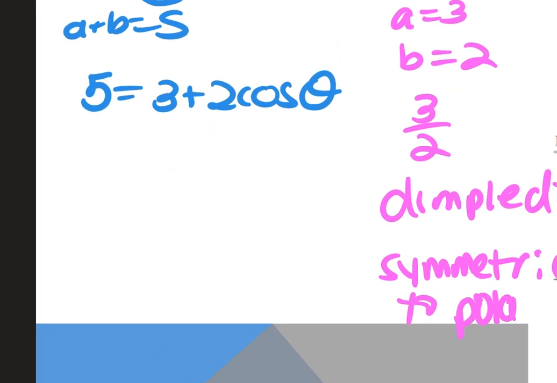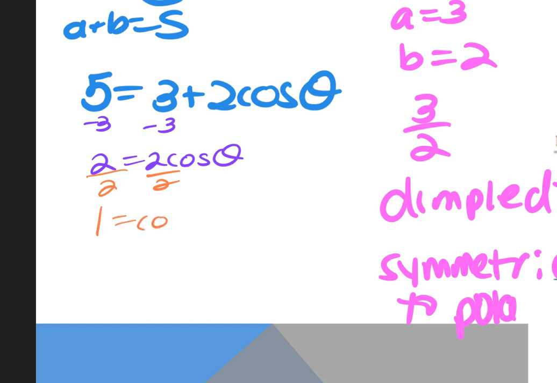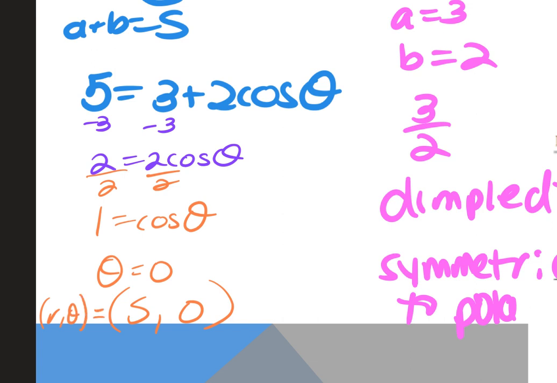Now I'm going to subtract the 3. 2 equals 2 cosine theta. I'm going to divide by 2. 1 equals cosine theta. And then I'm going to say, where is cosine 1? And you're going to tell me 0. So (5, 0) is a polar coordinate that is on this graph.